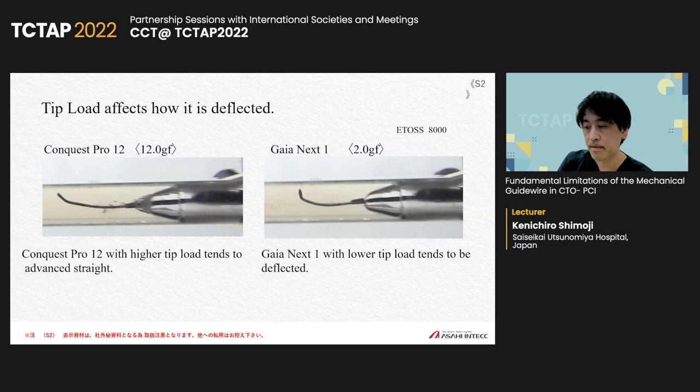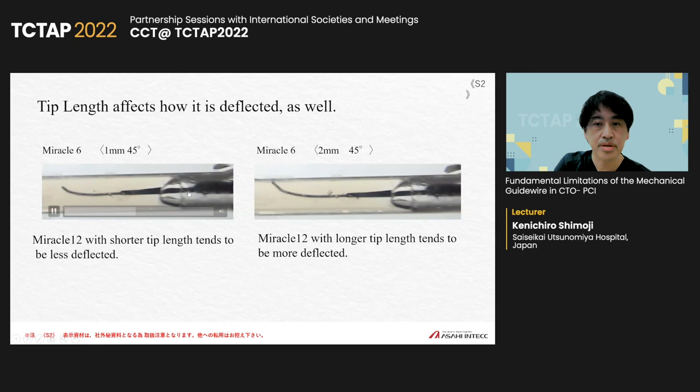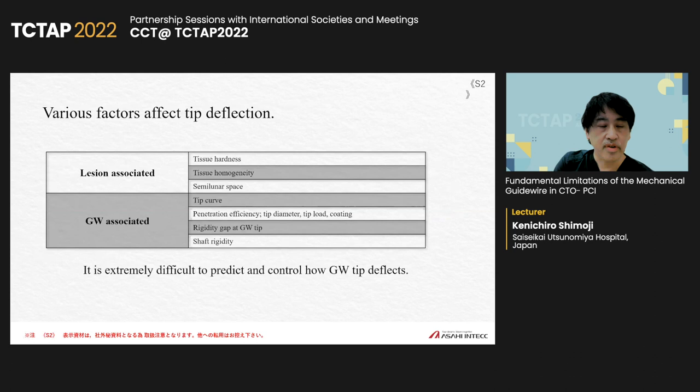And then the other factor is tip length. Longer tip lengths are more flexible, with more deflection like this. Okay. So various factors affect tip deflection, and it is extremely difficult to predict and control.